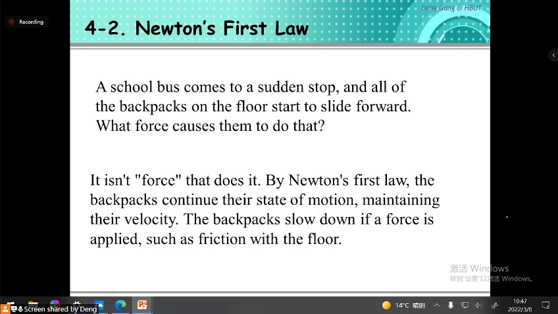So it isn't the force that does it. It's the inertia. Everything wants to keep its state of motion, maintain the velocity. So even when the bus stops, you want to move forward. You still want to move forward.